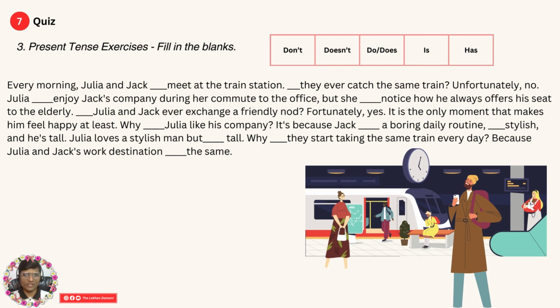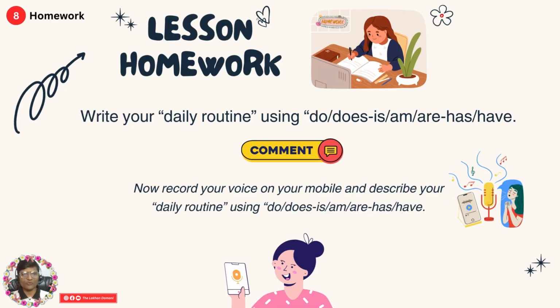Pause the video. Try to understand the last conversation. It can be good reading comprehension, and we also have your tenses comprehension, how to use them correctly. All of this can help you in this lesson. Now we are going to move to the last one, lesson homework, right? Write your daily routine using do, does, is, am, are, has, have. You have to comment below by writing.